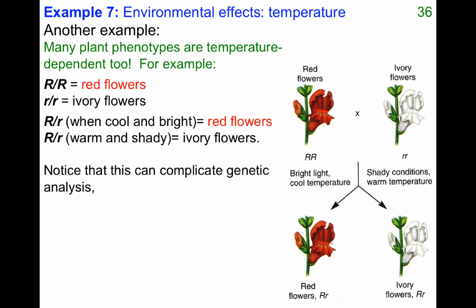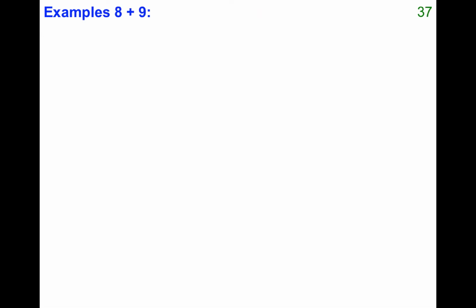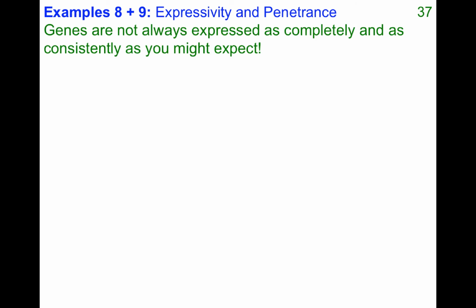It's a good thing that Mendel didn't choose to use this plant, because how you interpret the results depends on the growing conditions. What you see in the next generation depends on how cool and bright or how warm and shady it is. All right, so for examples 8 and 9, we're going to talk about expressivity and penetrance. These are two more twists to Mendel's genes. Genes are not always expressed 100% completely and consistently as you might expect.